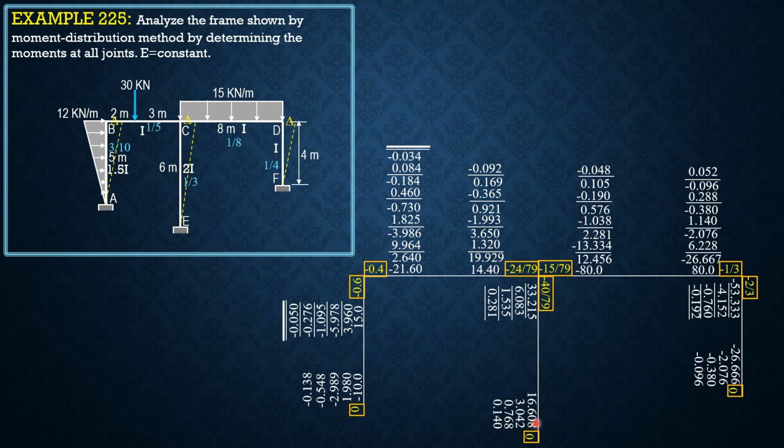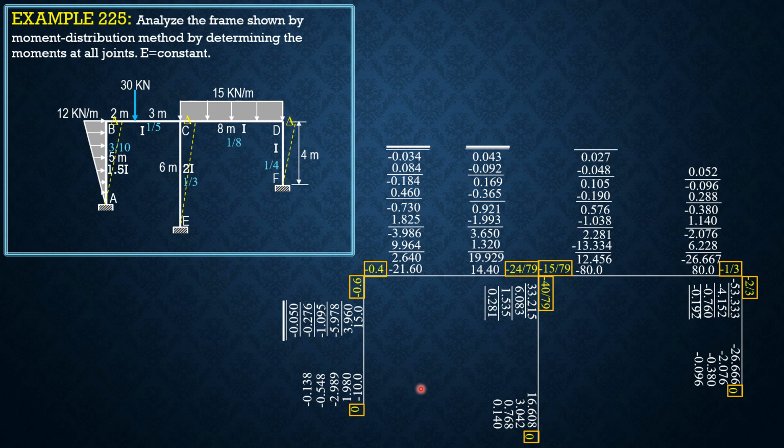So adding these moments here, first this moment, so 58.472. Then here negative 58.472. Here 20.594. Then adding these moments, negative 29.236. So these are the moments in the first phase.